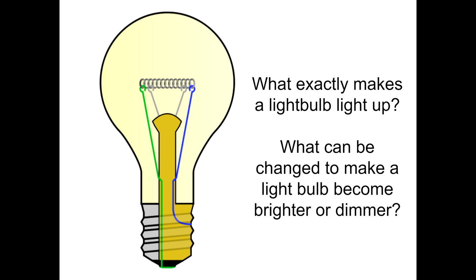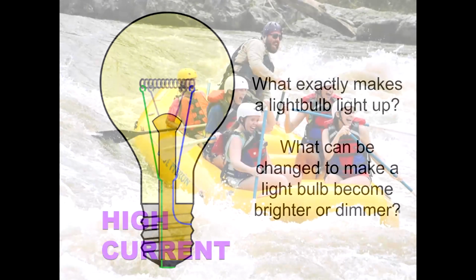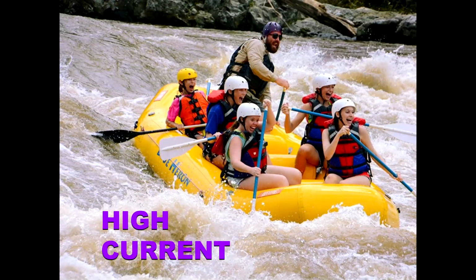Here's a question we could ask. What exactly makes a light bulb light up? Another way we could ask this is, what can be changed in order to make a light bulb become brighter or dimmer? Well, this is going to relate to resistance, but it's also going to relate to the third and final concept you need to know about in order to study circuits. And that word you're going to need to know is current.